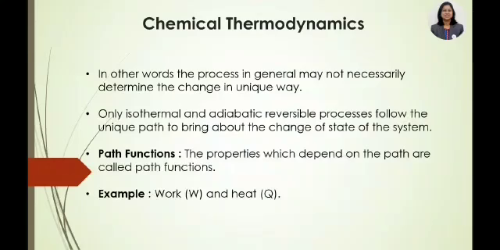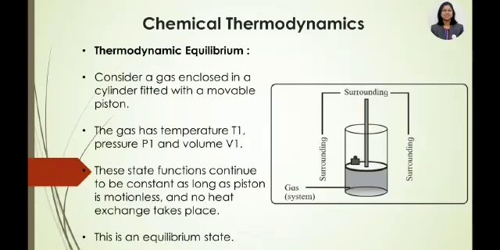Next, path function. The properties which depend on the path are called path functions. Example: work, which we abbreviate as W, and heat, which we abbreviate as Q. Next, we are going to study thermodynamic equilibrium.